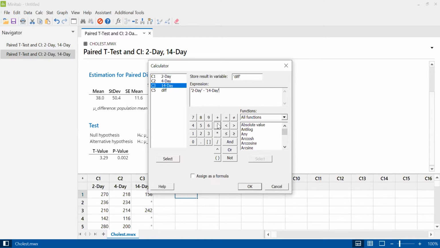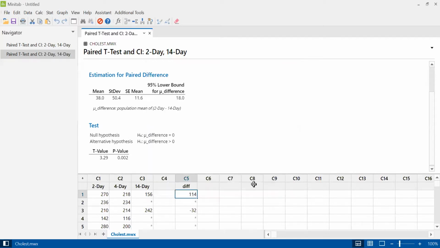I don't know if you could use your keyboard. Probably, I just didn't try it. Minus my day 14, and it's going to be stored in my difference column. You could always name the column afterwards. I just did it before. Just going to click OK, and you're going to see this column pop up.